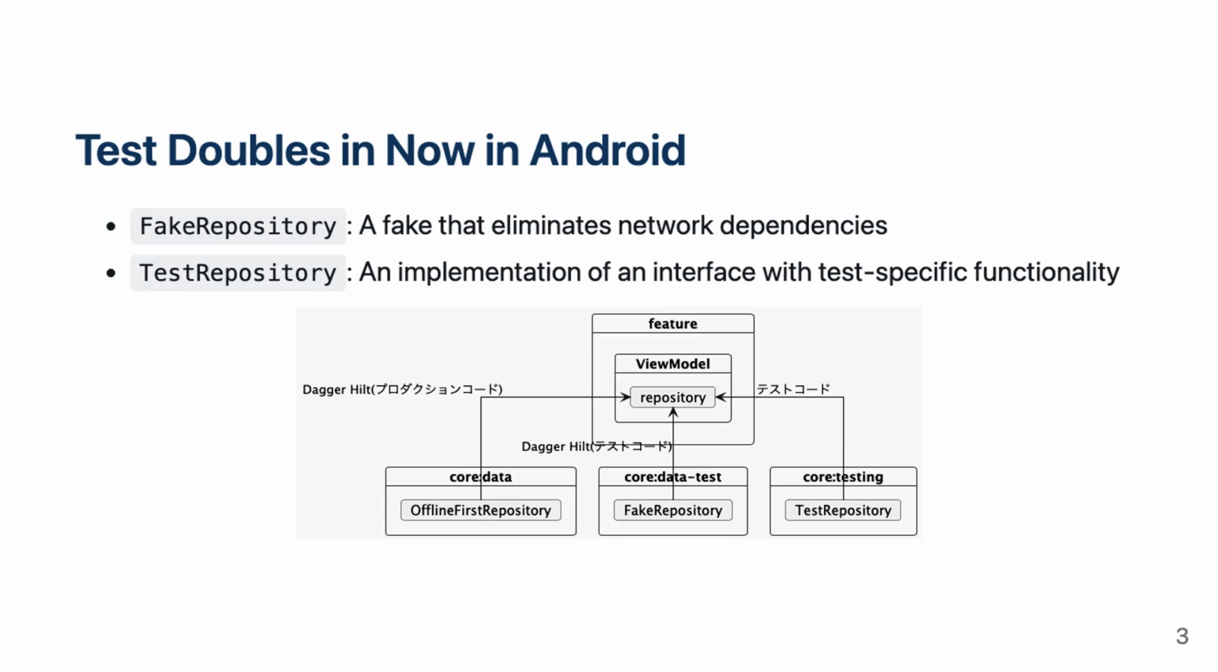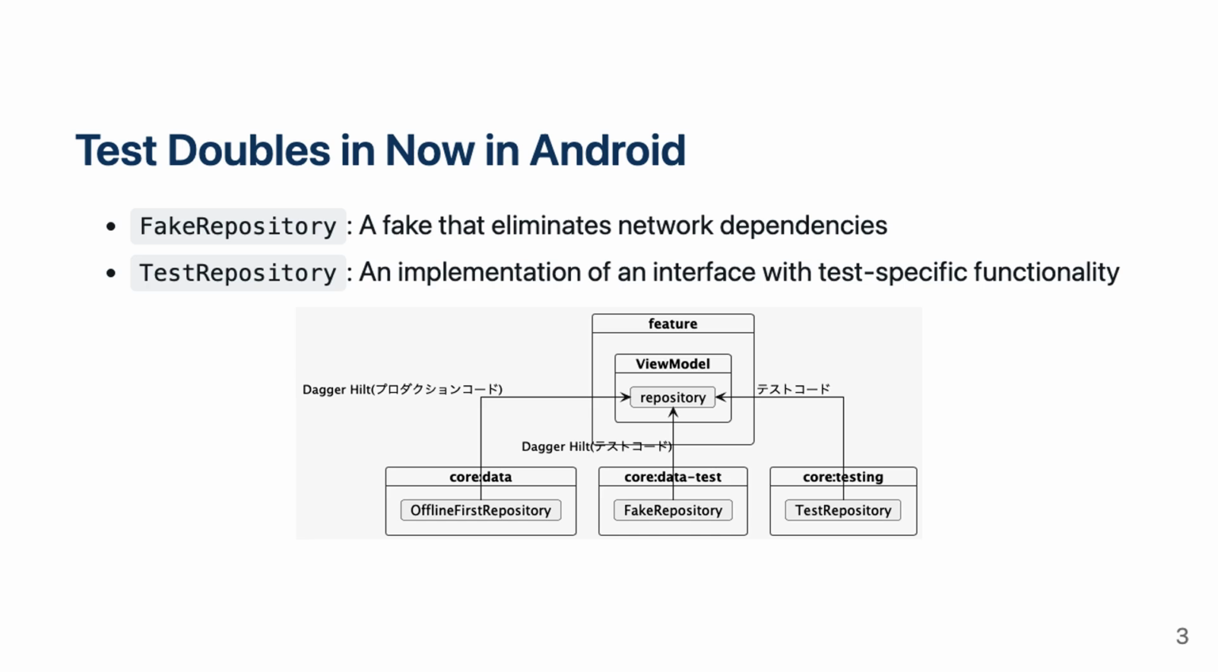Okay, let's take a look at the test double policy in Now in Android. In Now in Android, two test doubles are provided for the interfaces of the data layer. The first is a fake repository implemented in the data test module. This repository behaves like a real repository while eliminating network dependencies. In the test code, this fake repository is injected by Dagger Hilt.